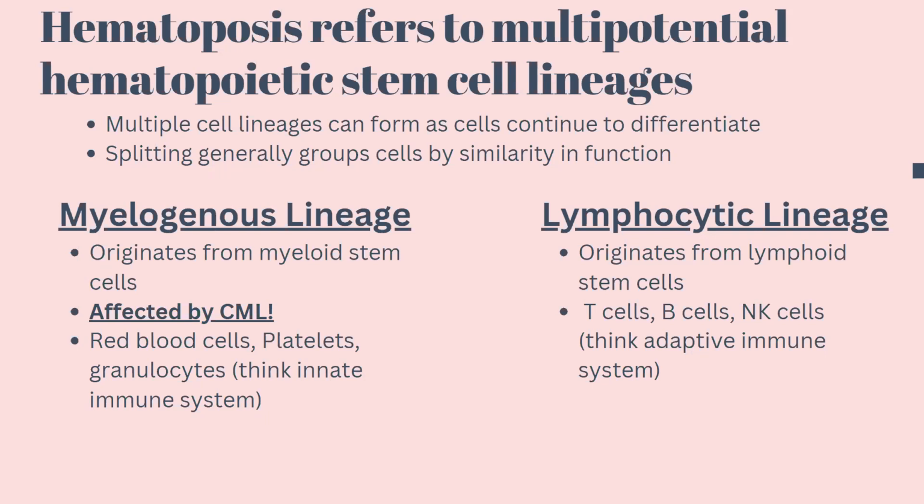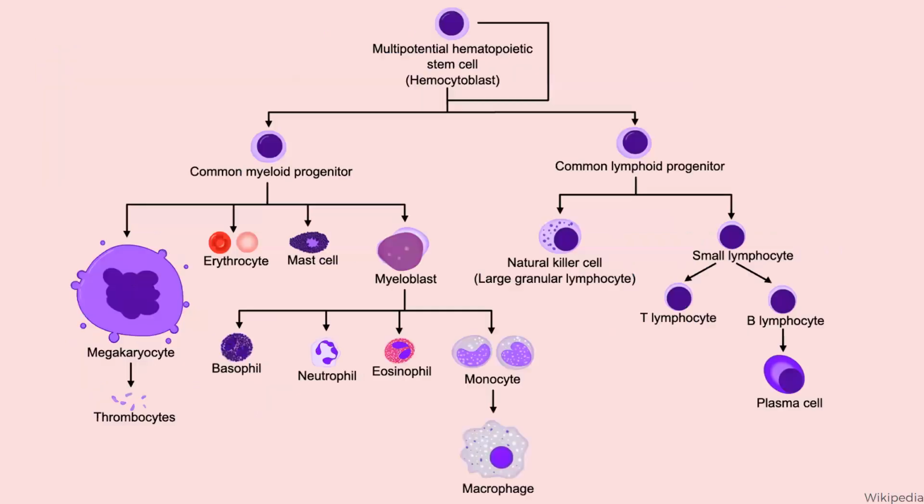The myelogenous lineage originates from the myelogenous stem cell, while the lymphocytic lineage originates from the lymphocytic stem cell. The lymphocytic stem cells will eventually differentiate into your B and T lymphocytes and also your natural killer cells. While the myelogenous lineage will differentiate into your leukocytes. It'll also differentiate into your platelets and your granulocytes. And we'll go over that in just a second with this image.